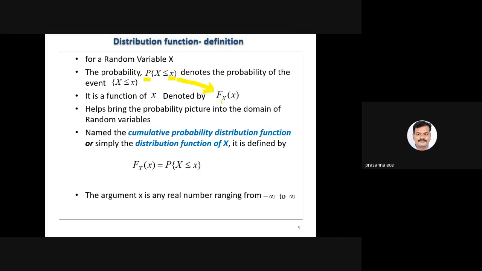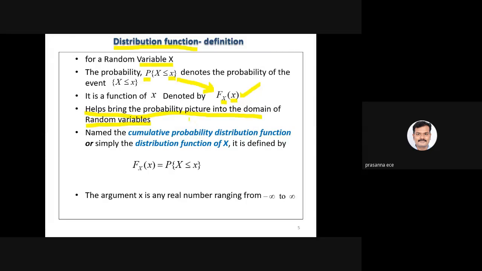Here you observe the notation. The suffix is capital X and the argument is small x. So this F_X(x) denotes what is called the distribution function of the random variable X. What is the use of this function? It helps bring the probability picture into the domain of random variables.